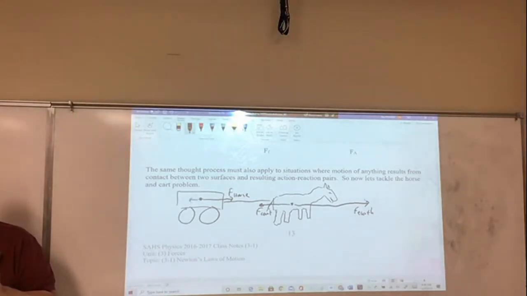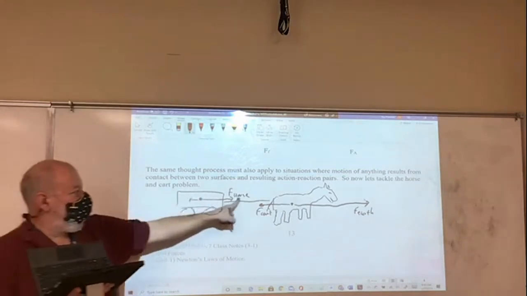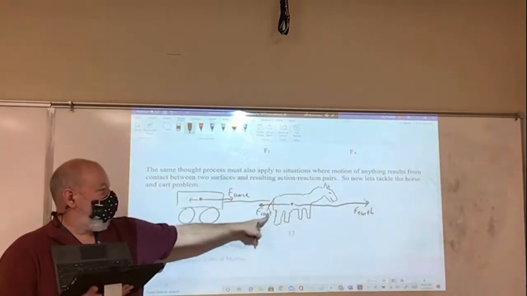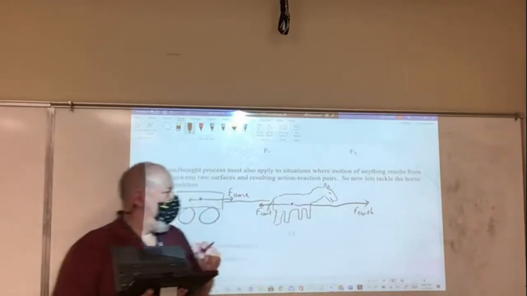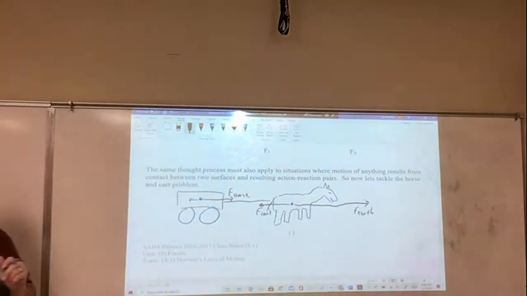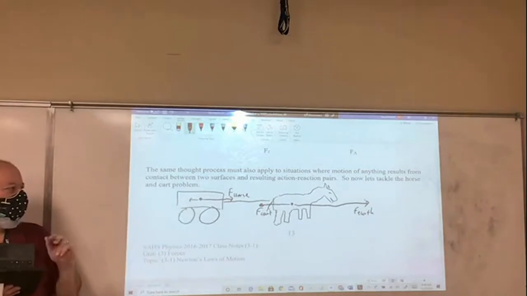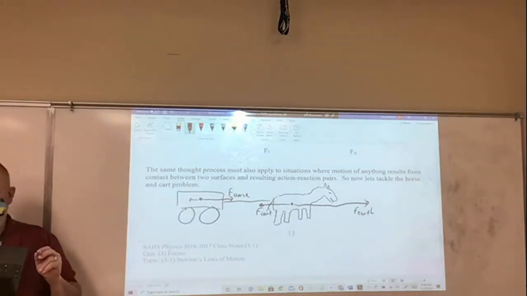What do those words mean? What are the words? Force of the horse, force of the cart, force of the earth. Okay? Now, what forces are going to be acting on the cart in addition to the horse?